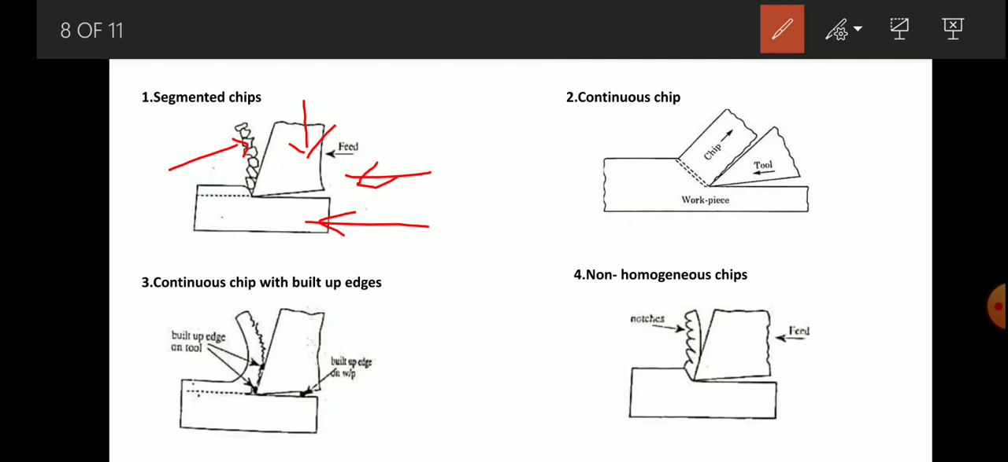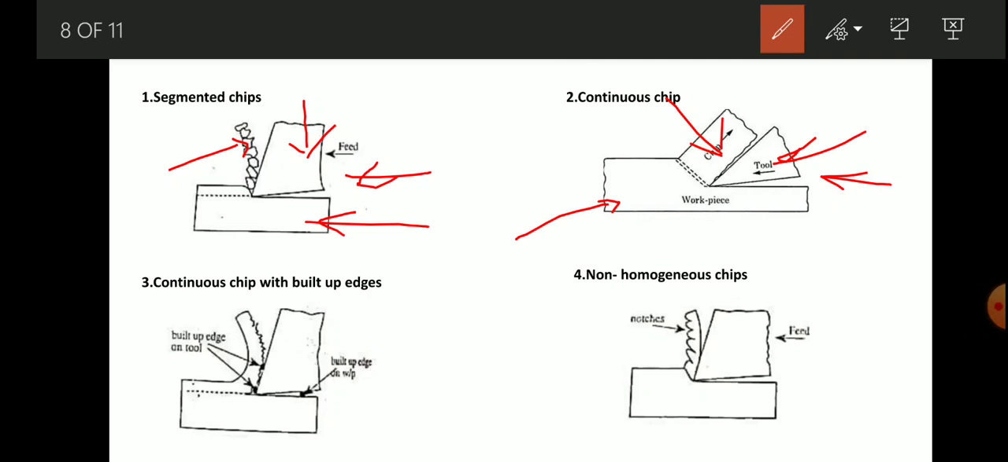Now let us go to continuous chip. It consists of a workpiece. Here is a chip and cutting tool given feed in this direction. Continuous chip consists of elements bonded firmly together without being fractured. These chips are produced when machining ductile materials.